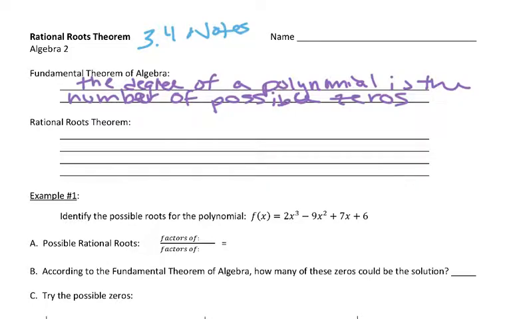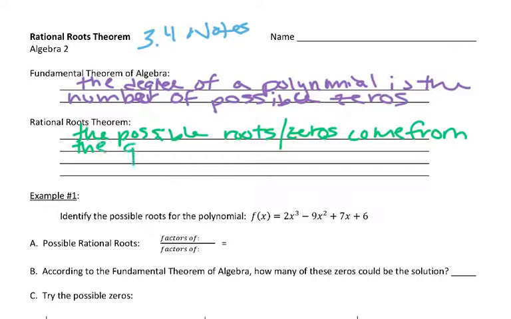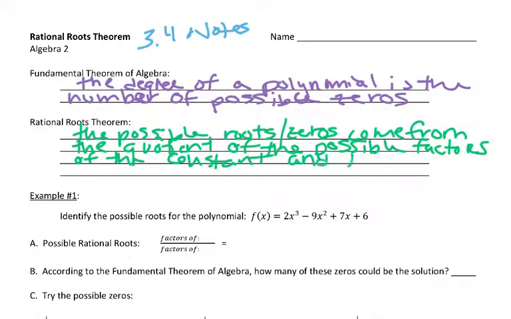So, when it comes to the rational roots theorem, we are going to identify the possible roots or zeros or x-intercepts that come from the quotient, yes, fraction, of the possible factors of the constant and the leading coefficient.